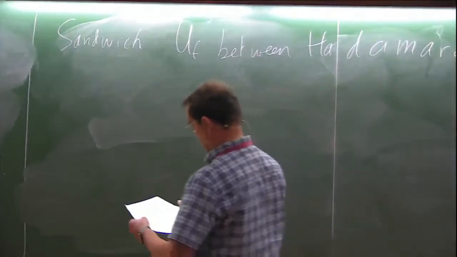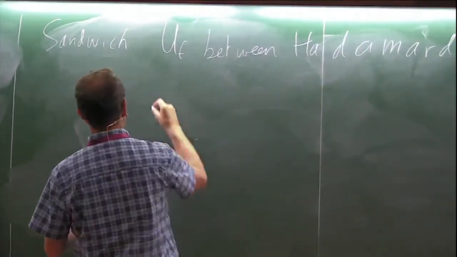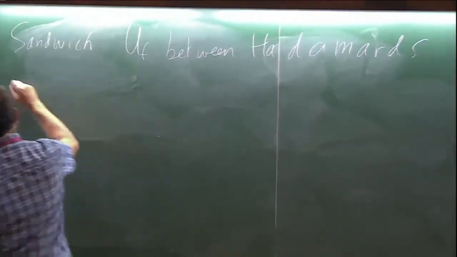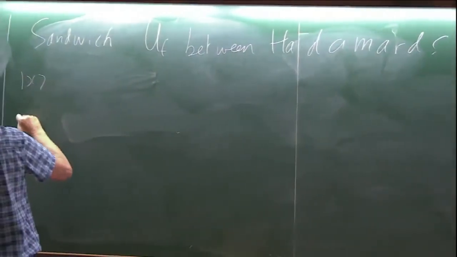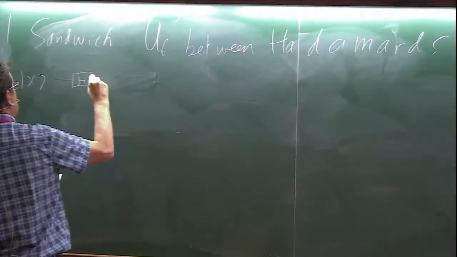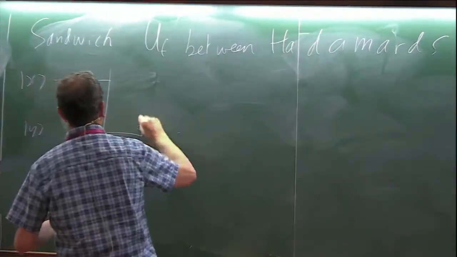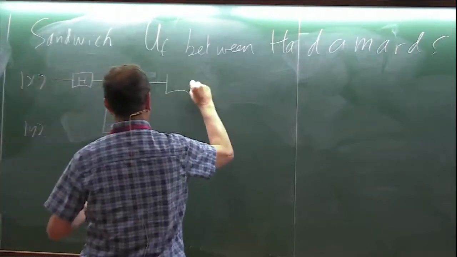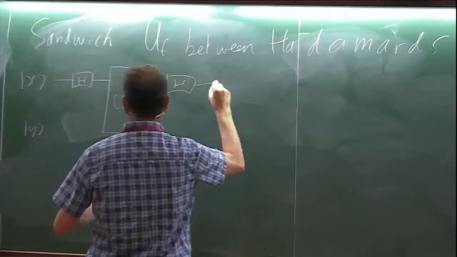Okay, so this is what we're going to do. We're going to have an input x, y. So we're going to have a Hadamard. We're going to have our function. We're going to have a Hadamard, and then we're going to see what we get.